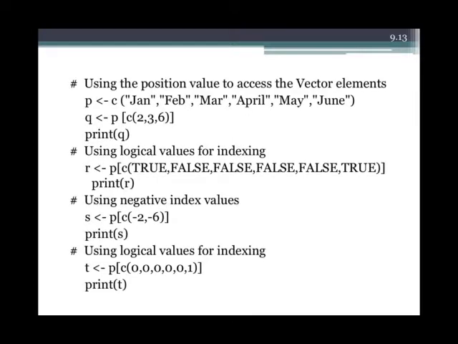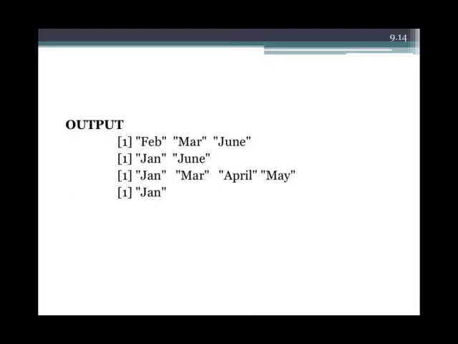In the second example, we have used the words true and false, where the first is true and the last is true, which means we should get only January and June. As you can see on the screen, the second output is January and June.